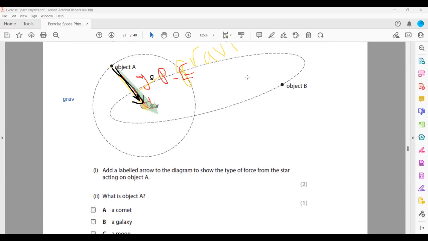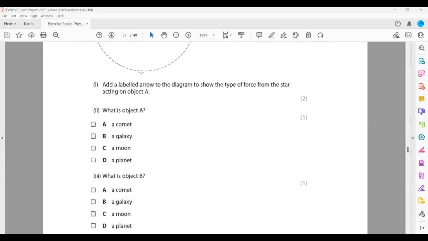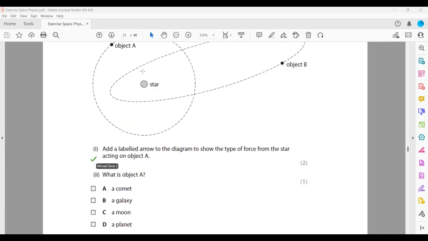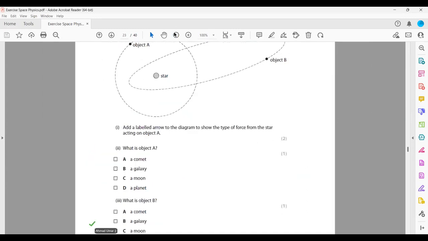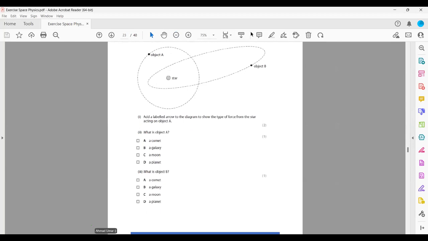The next one, you can use the screen annotation to state the answer. What is object A? Just a minute, I will zoom out so you can see both questions and then annotate. What is object A and what is object B? So object A is a planet and object B is a comet.